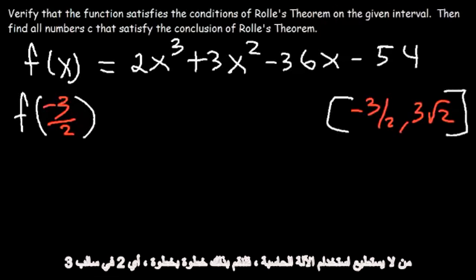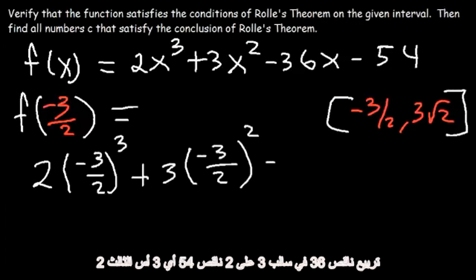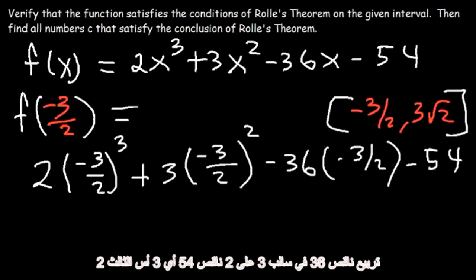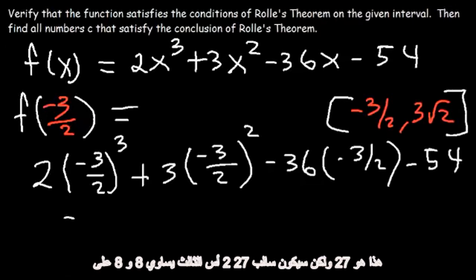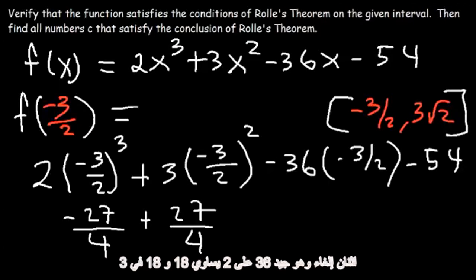Now for those of you who can't use a calculator, let's do this step by step. So it's 2 times negative 3 over 2 cubed, plus 3 times negative 3 over 2 squared minus 36 times negative 3 over 2 minus 54. So 3 to the third power is 27, but it's going to be negative 27. 2 to the third is 8, and 8 divided by 2 is 4. 3 squared is 9 times 3, that's another 27, and 2 squared is 4. So these two cancel out, which is good.